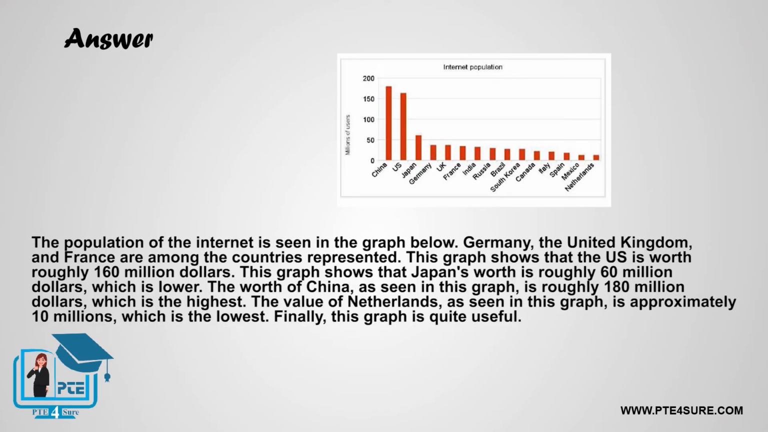The population of the Internet is seen in the graph below. Germany, the United Kingdom, and France are among the countries represented. This graph shows that the US is worth roughly $116 million. This graph shows that Japan's worth is roughly $16 million, which is lower. The worth of China, as seen in this graph, is roughly $180 million, which is the highest. The value of Netherlands, as seen in this graph, is approximately 10 million, which is the lowest. Finally, this graph is quite useful.